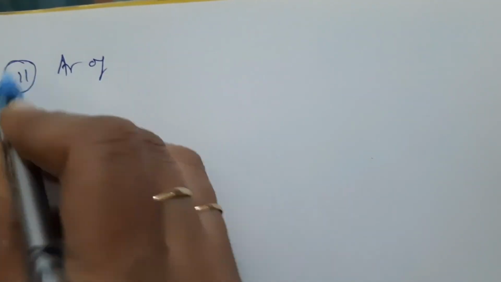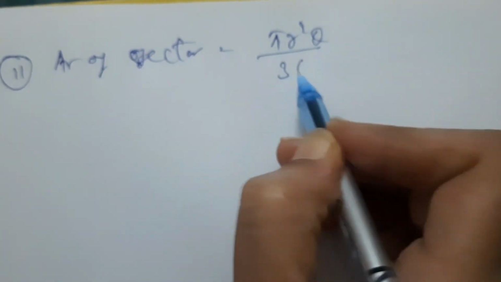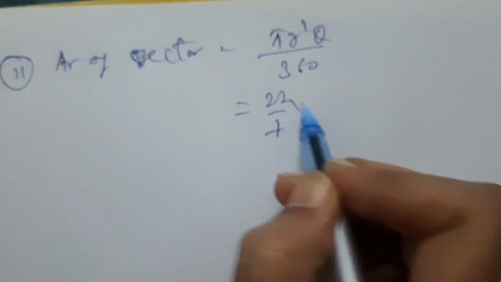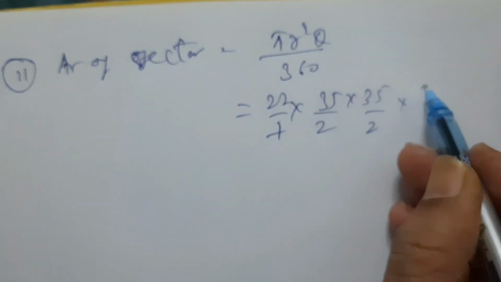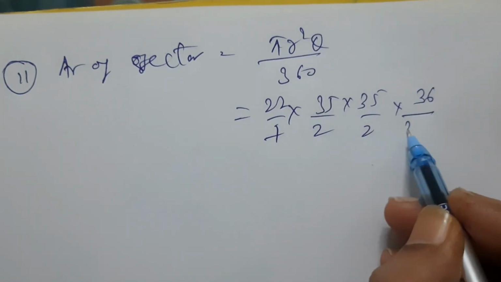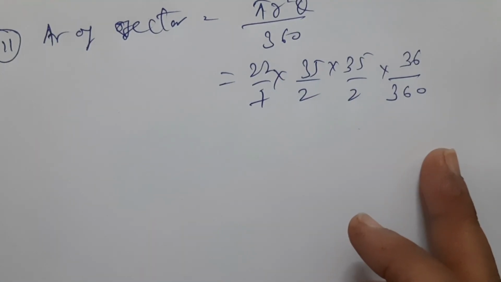We need to find area of each sector. So as I told, there are 10 total sectors and theta we calculated 36. Now area of sector, that is the second part of the question. Area of sector, pi r square theta upon 360, pi 22 by 7, radius 35 by 2, and theta we got 36 upon 360. Now this also I want you to complete the solution on your own.